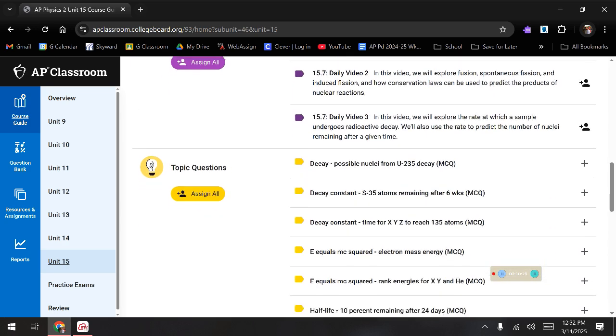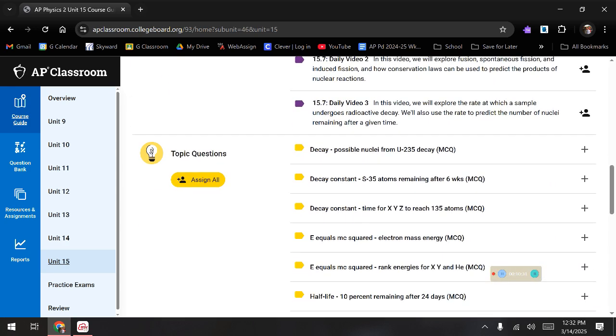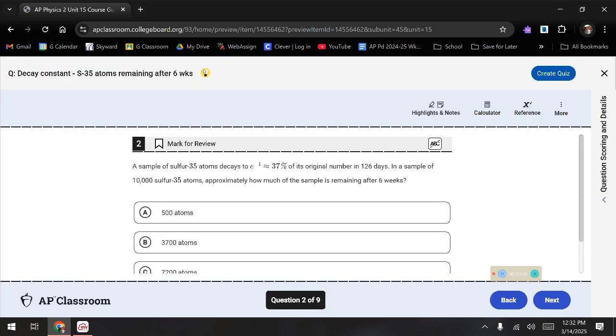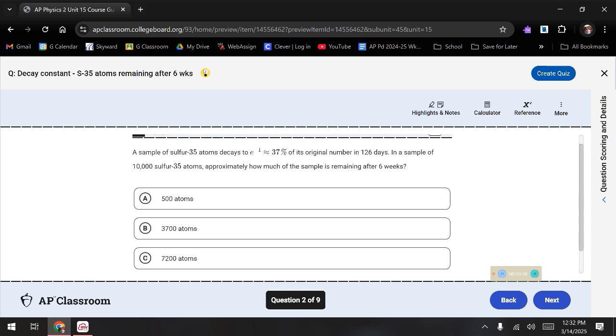All right. So where did the one go that I wanted? I think it's the second one right here. Okay, so it's sort of this one, but you'll notice how the AP test presents it, and I had not thought of it this way, so I wanted to talk to you about it. It says the sample of sulfur-35 atoms decays to e to the negative first, or 37% of its original number in 126 days. For a sample of 10,000 sulfur-35 atoms, approximately how much of the sample is remaining after 6 weeks?